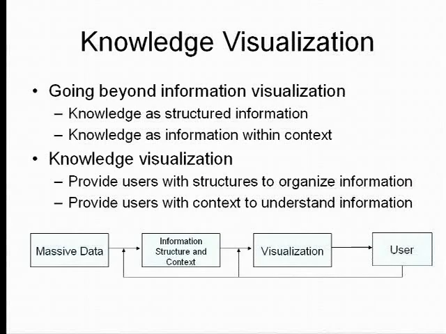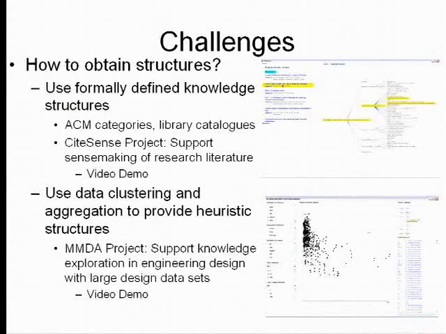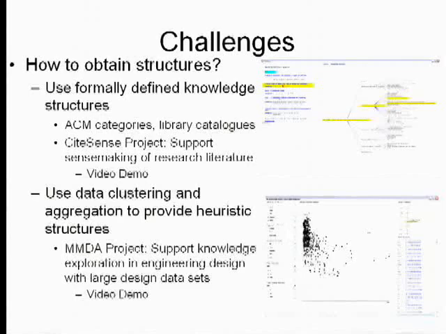First, how can we obtain those structures? We can find the information, but how about the structures? This is a big challenge here. One of the ways we can look at is to think about what people have done in other sciences, such as library science. If you look at the ACM digital library or catalogs in libraries, people have done a lot by organizing information in formally defined structures, such as catalogs and ACM categories. So we can somehow borrow existing structures to help us organize information.